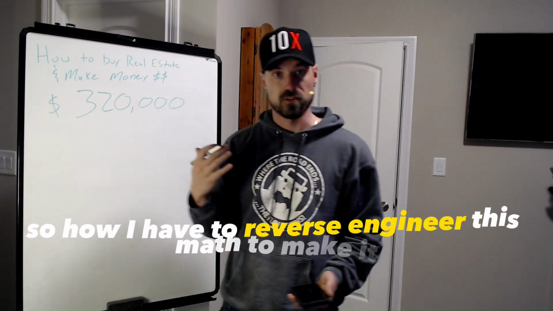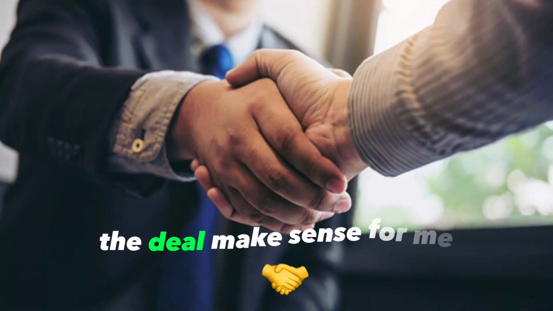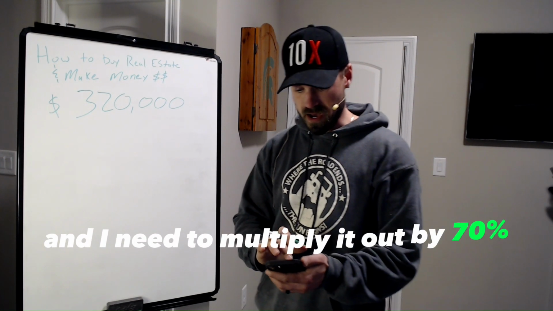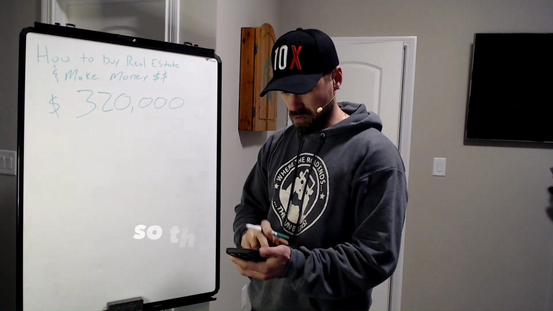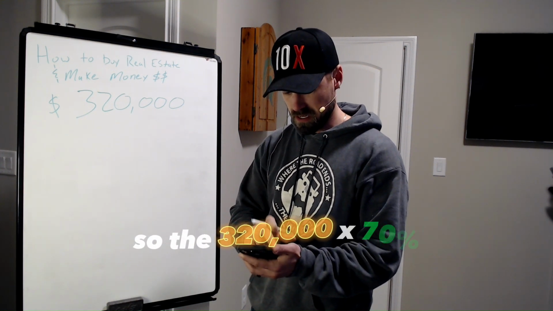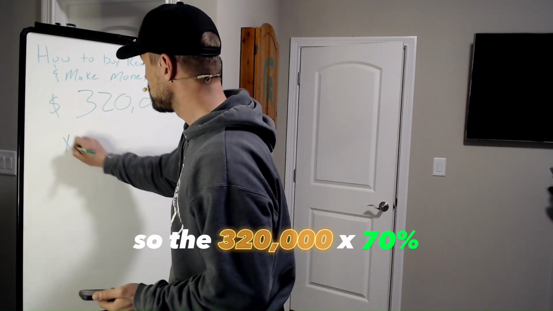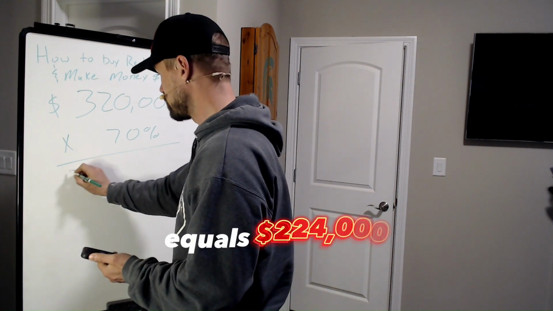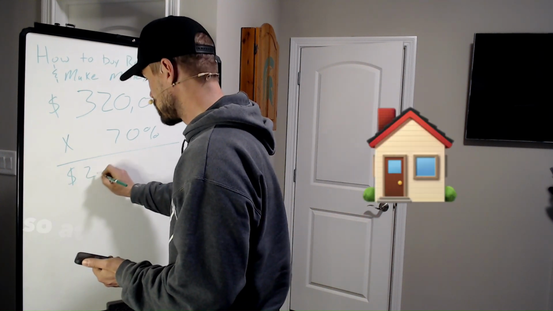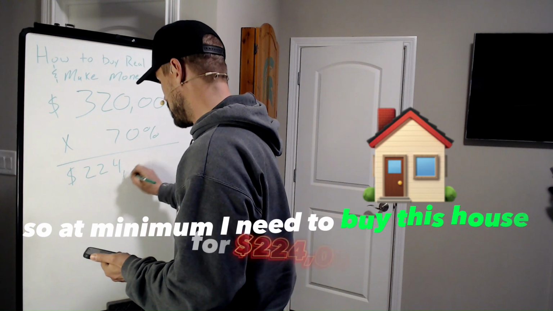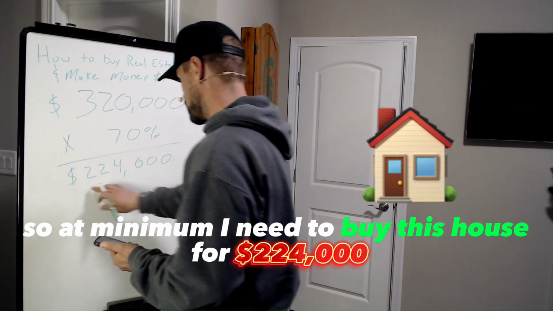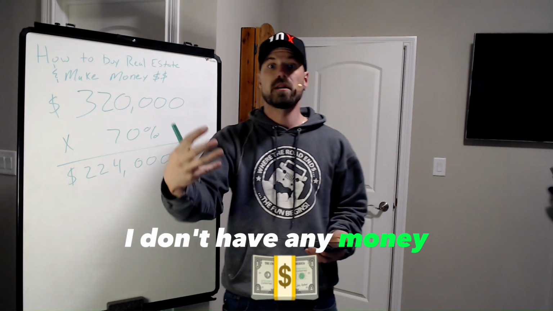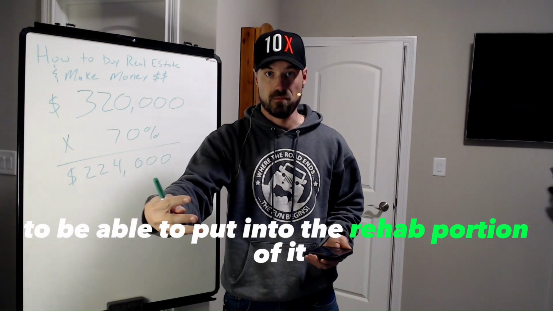So how I have to reverse engineer this math to make the deal make sense for me is I need to take this number and multiply it by 70%. So 320 times 70% equals $224,000. So at minimum, I need to buy this house for $224,000. But if I buy this house at 224, I don't have any money to put into the rehab portion of it.